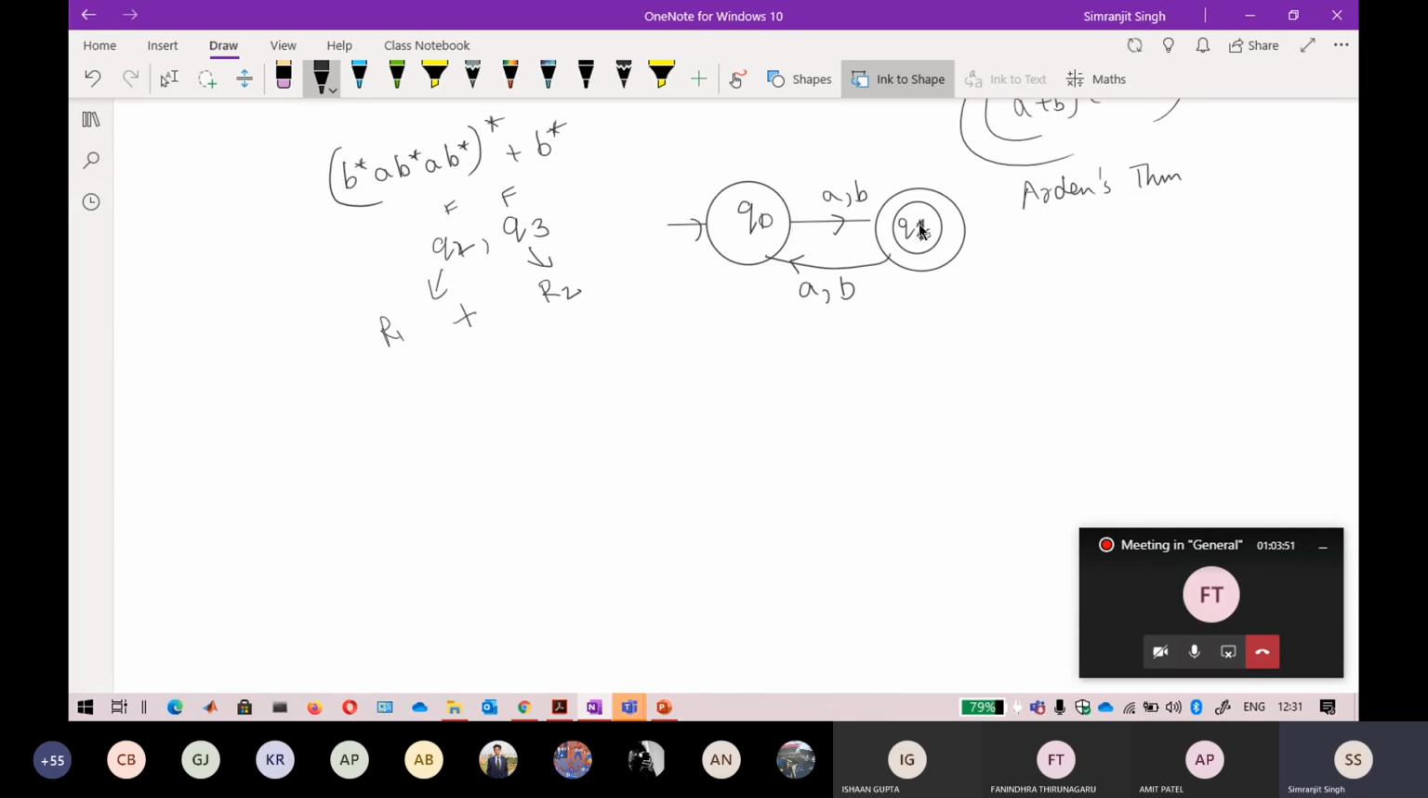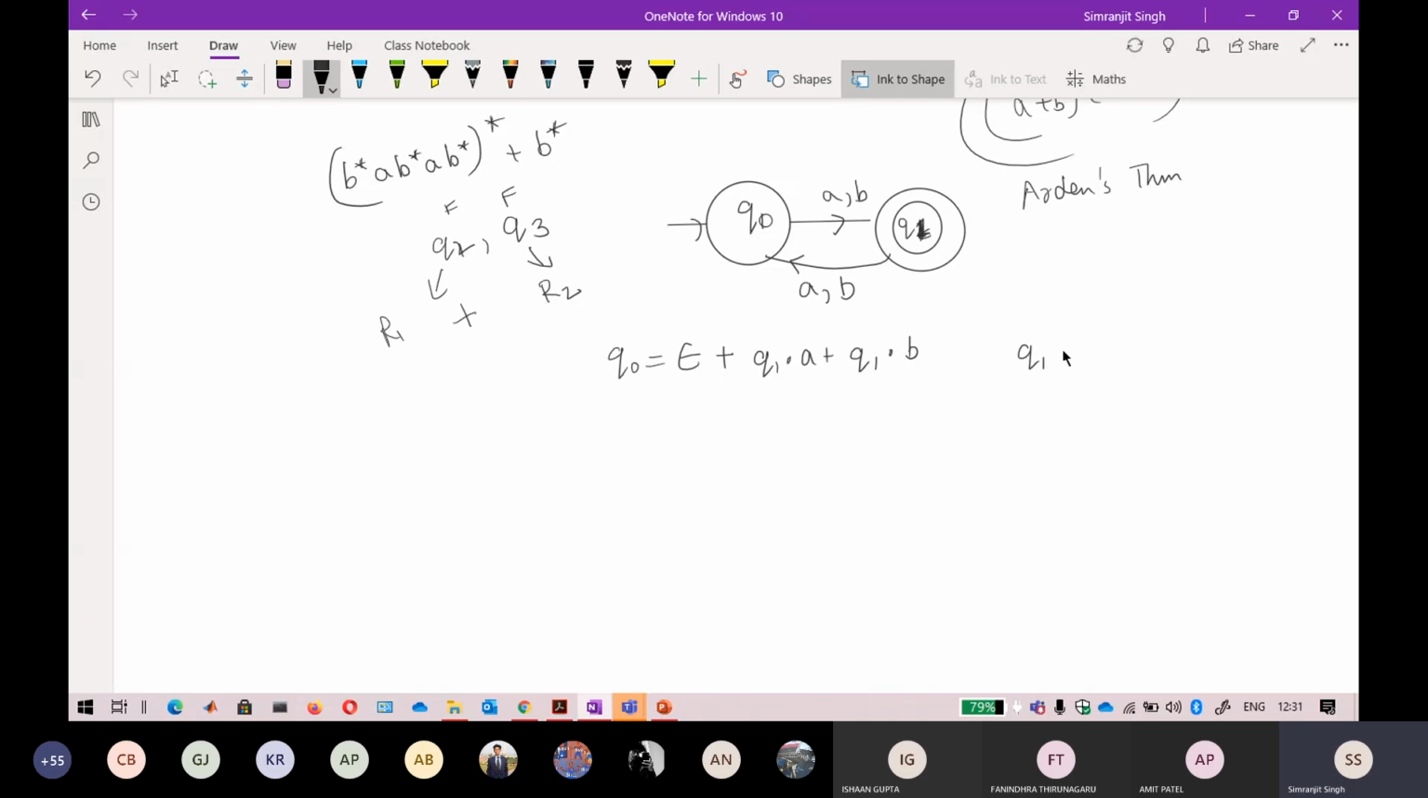Okay, so q naught can be reached by epsilon, or it can be reached from q1 via a, or it can be reached from q1 via b. Okay, so our final state, if you remember, is q1. So let me just write q1. You can reach q1 from q naught via a or from q naught via b. I think that will be the answer.